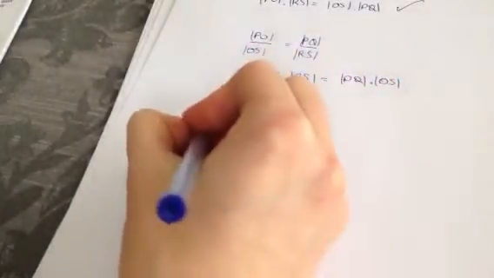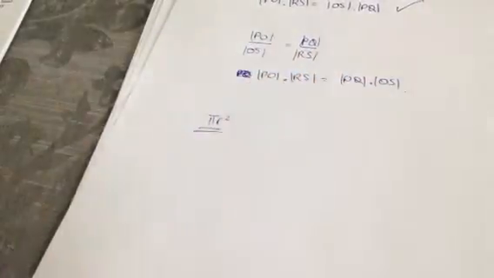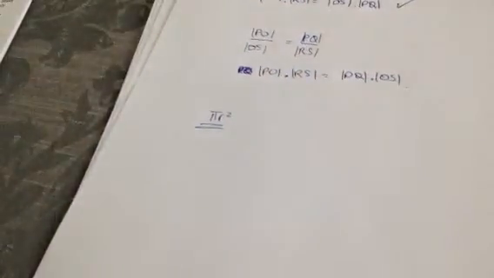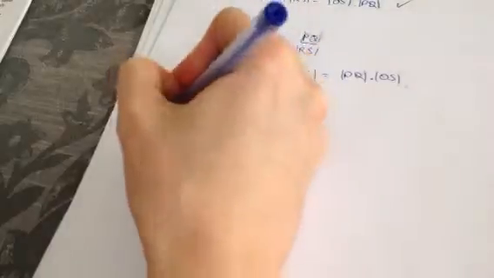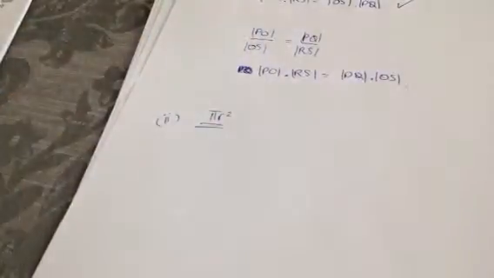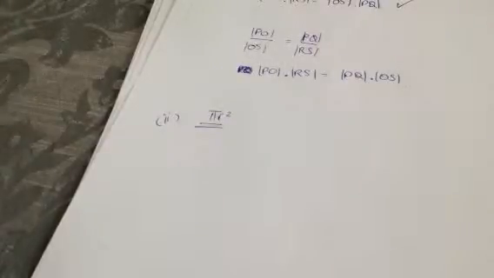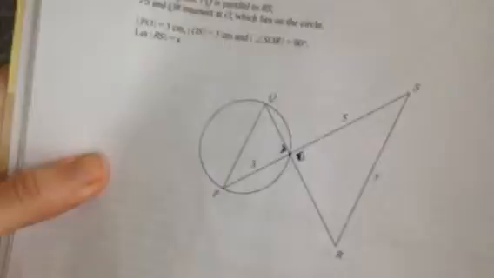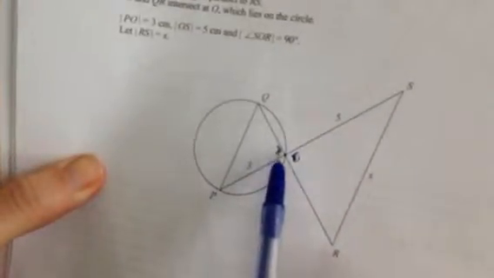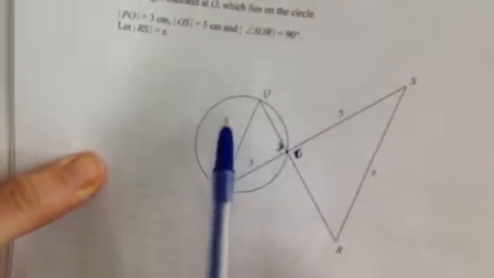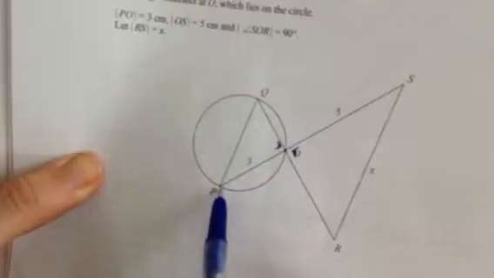The second part then, they want me to hence find the area of the circle in terms of x. So area of a circle, pi r squared. This is part 2. Going back to my diagram, what I notice is that because this is a right angle here, this must be the diameter.